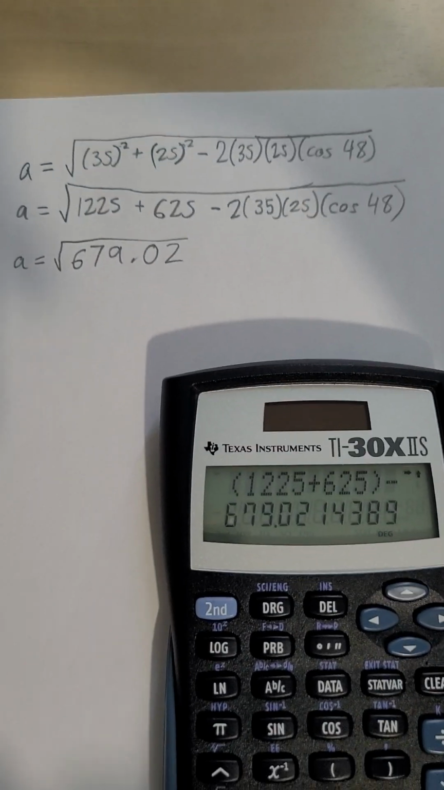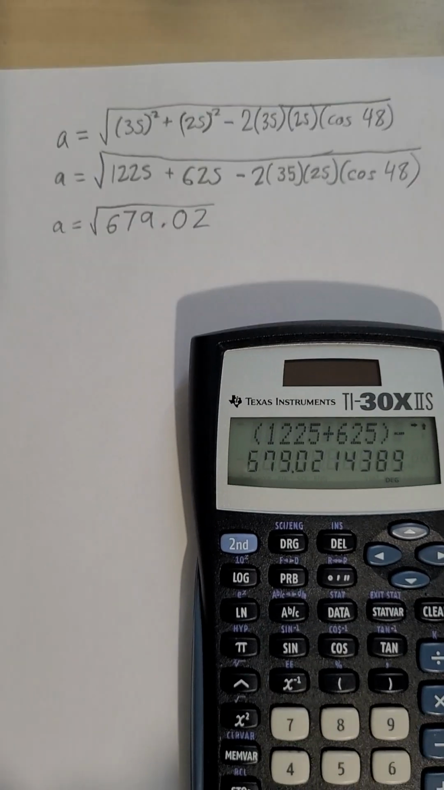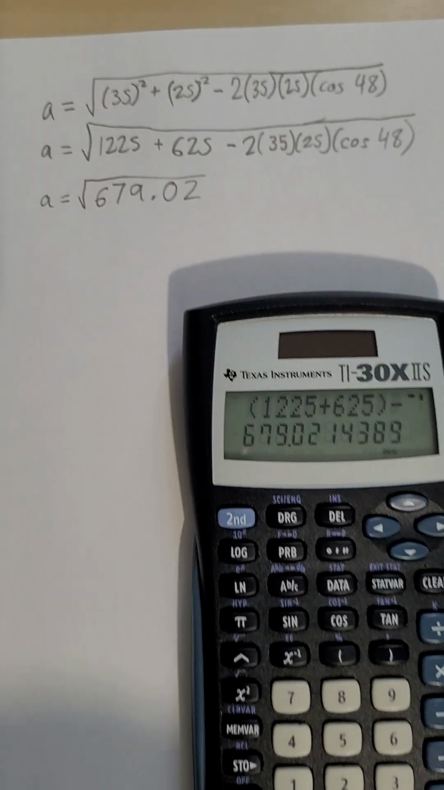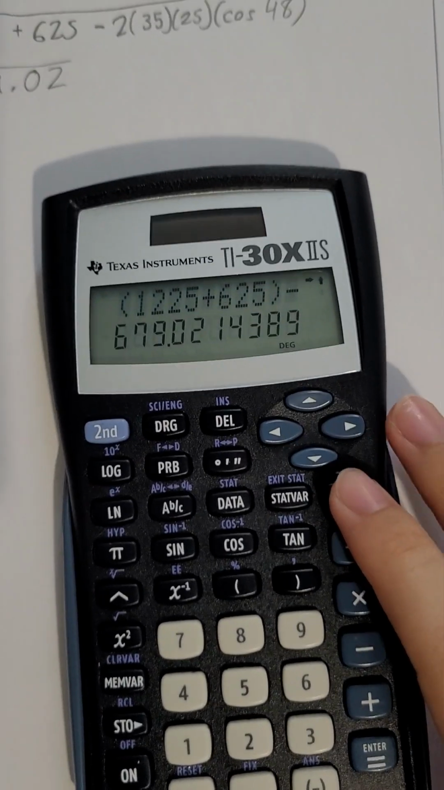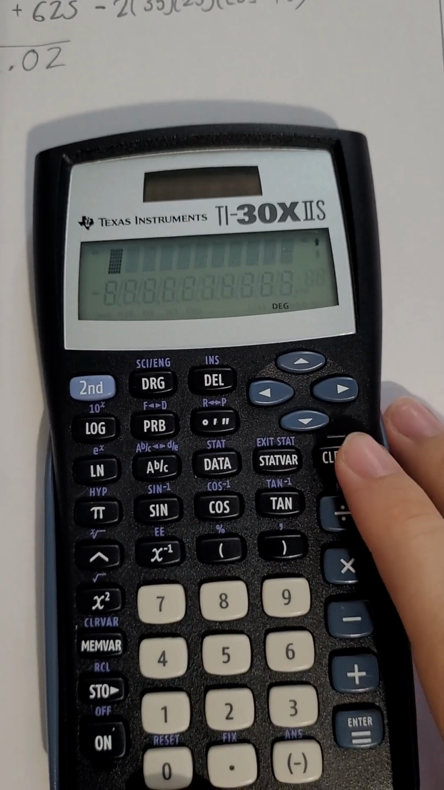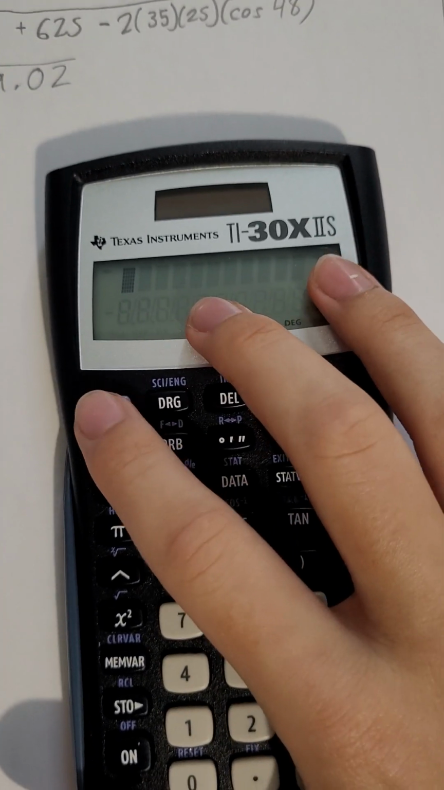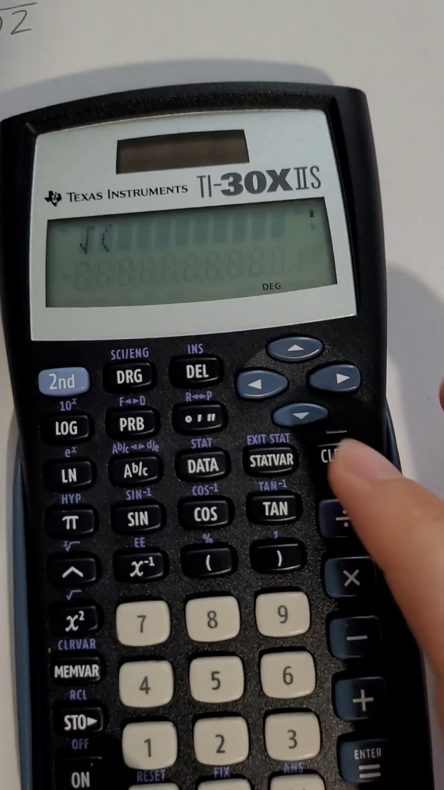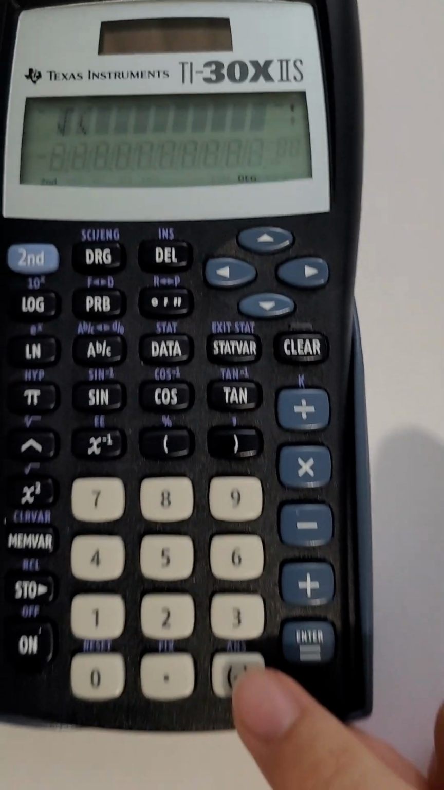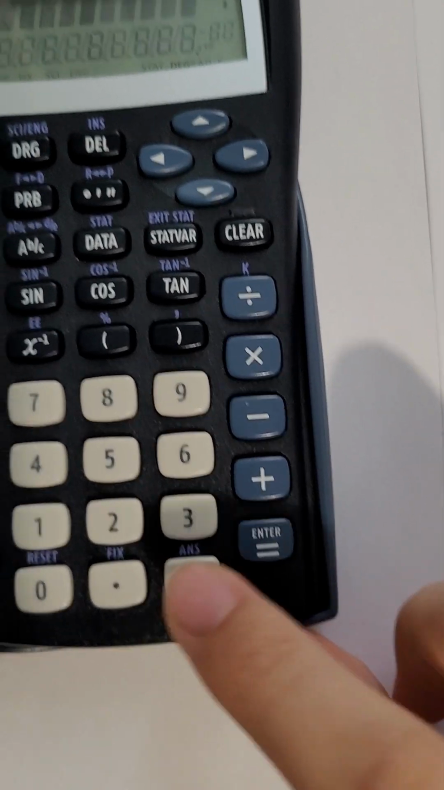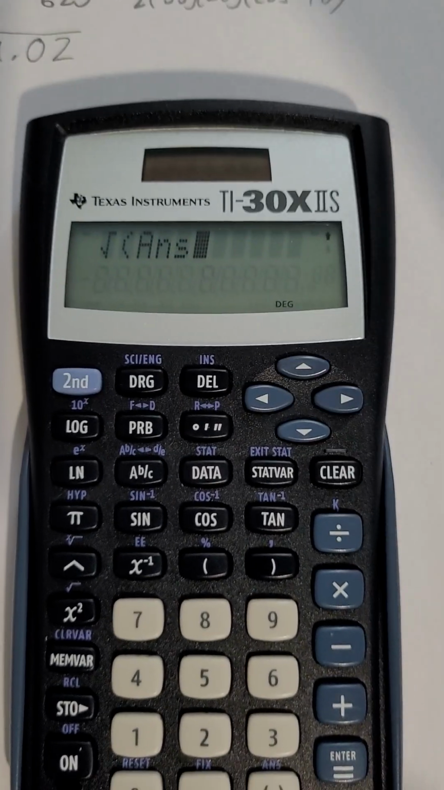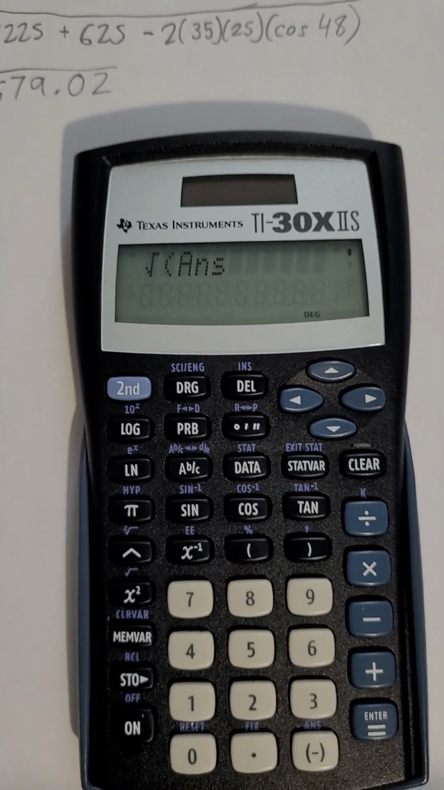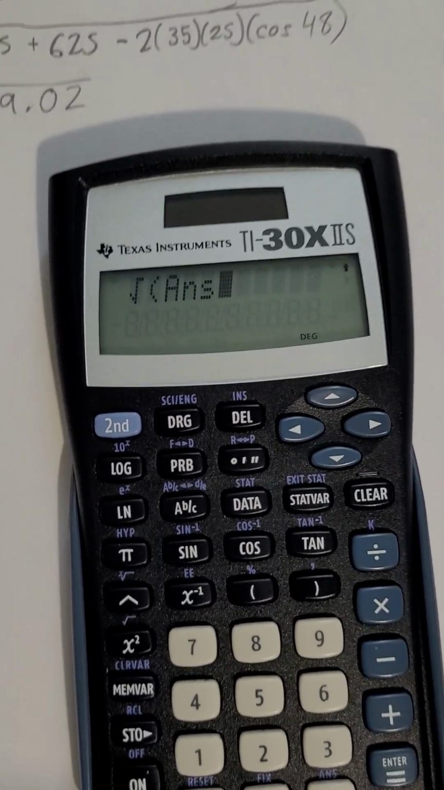Now, obviously, this has a lot of decimals, and there's a lot of room for error. Some calculators work differently from mine, but how I do it on this calculator is I press clear here, and then I go to second function and square root, and then I go second function again and go down here where it says answer. Because the way this calculator works, it saves the previous answer in memory, so you could use it for the next kind of equation.